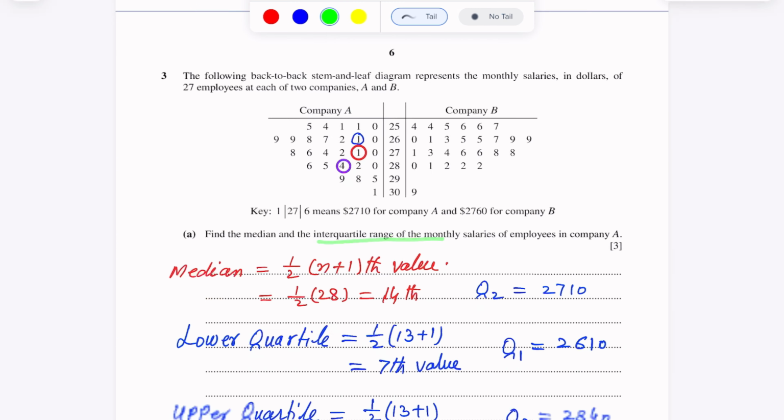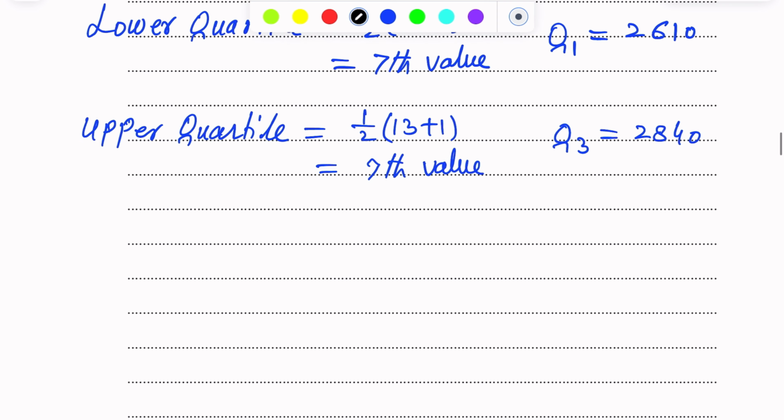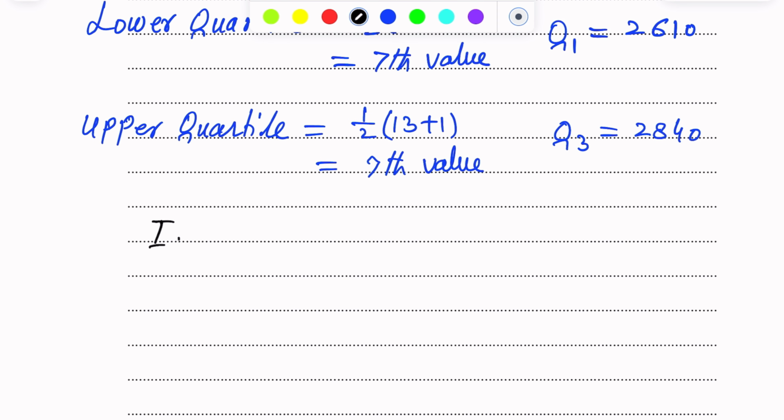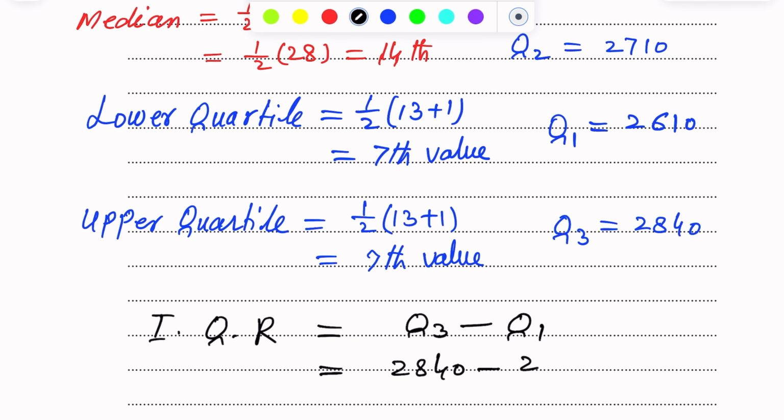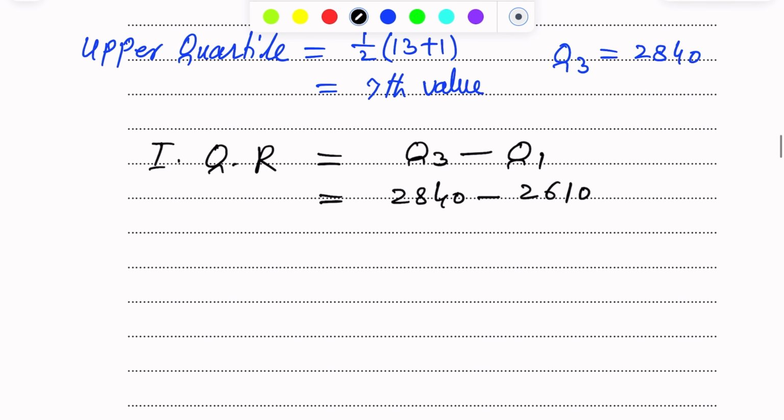So the interquartile range will be Q3 minus Q1. Putting the values, Q3 is 2840 minus Q1 is 2610. Finally, we get the interquartile range, that is 230.